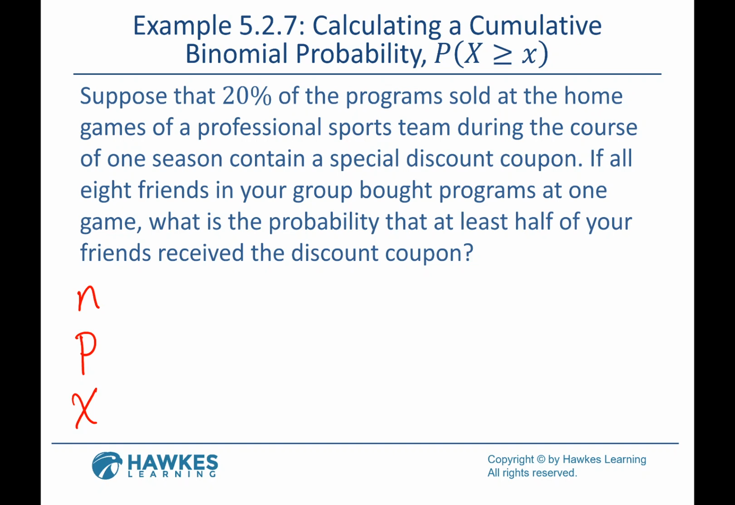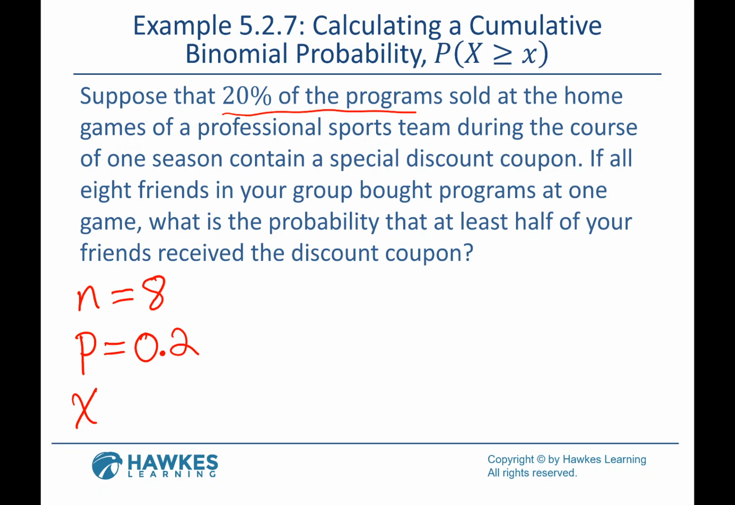So how many programs are we going to end up with? Got to read carefully on this one. It doesn't just give it straight to us. It says we've got 8 friends in our group that are going to get a program, so we're going to end up with 8 programs. Up here it tells us 20% of the programs have the coupon. So if we're calling getting a coupon a success, p will be 0.2.